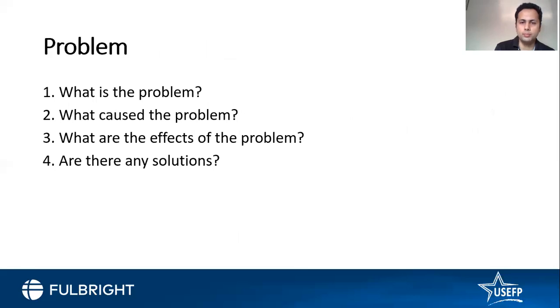So if it's a problem paragraph, the first thing is, what is the problem? You need to tell what the problem is. While you're reading, if you figure out that this is a problem paragraph, you need to figure out what the problem is, what caused the problem, what the effects of the problem are, and whether there are any solutions to the problem. These are the questions that you think about while you are reading that passage. So you need to read the passage critically.